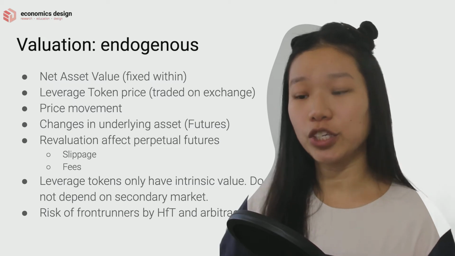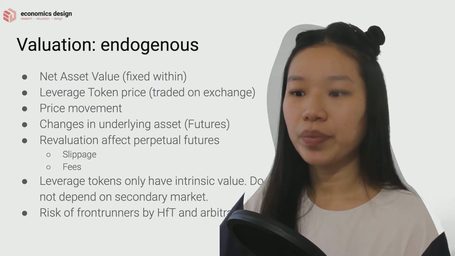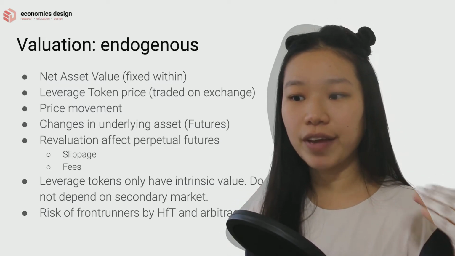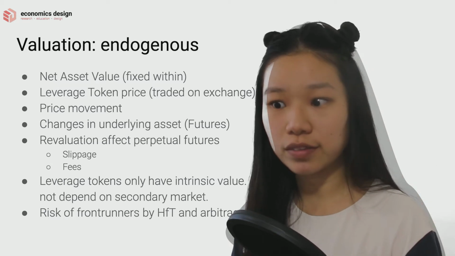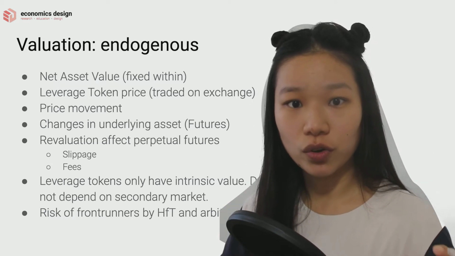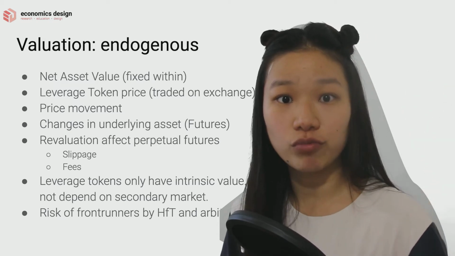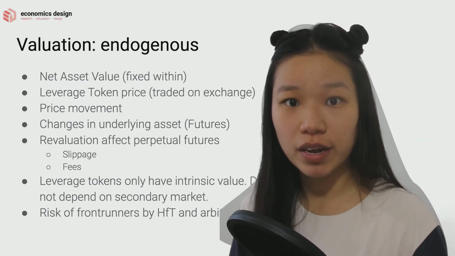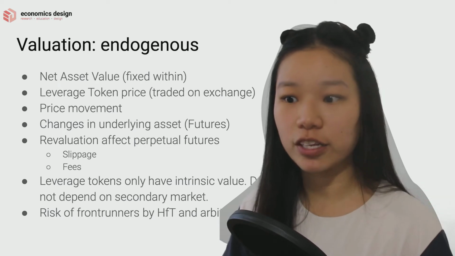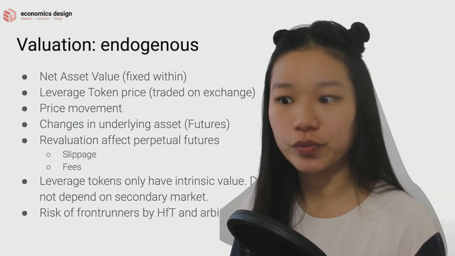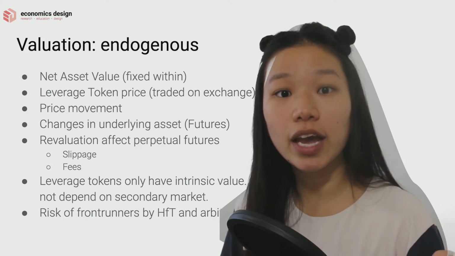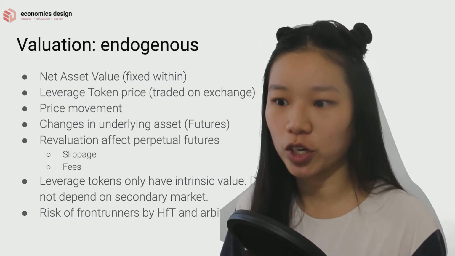For valuation, we're talking about a few things. We're talking about the net asset value. So it's a value fixed within your tokens. This net asset value is your underlying asset and the valuation of the underlying asset. So what the leverage token represents: it represents 3 times leverage, or 3 times the exposure of your net asset value. So that's pretty much fixed. You can calculate it, it shifts, but it doesn't shift so much.